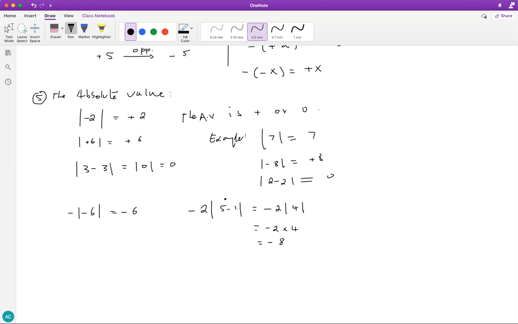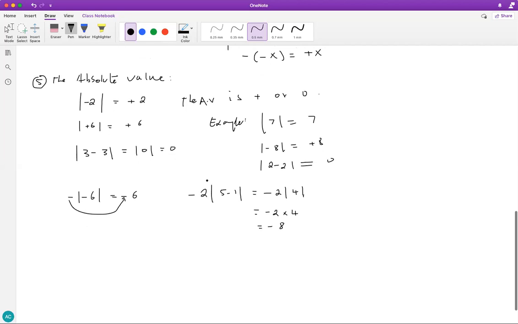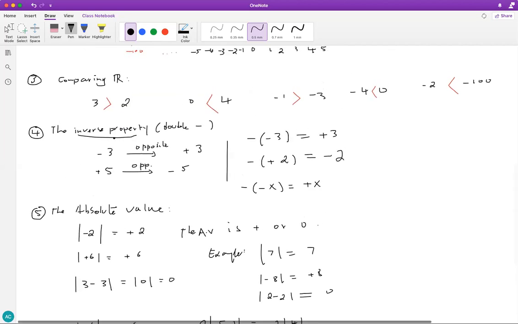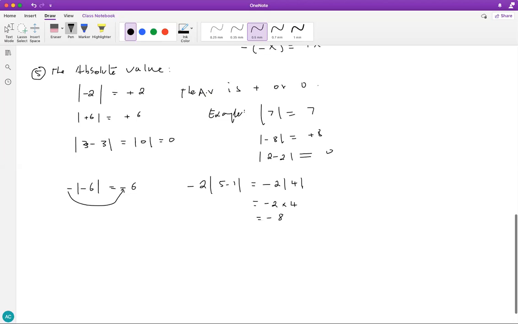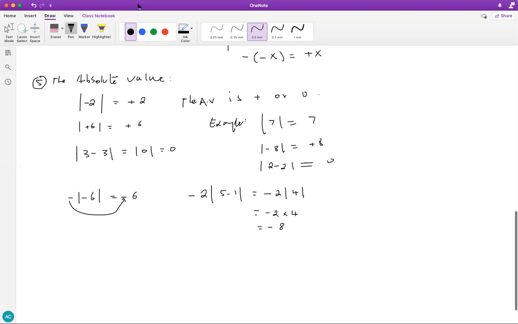The absolute value only affects what's inside. It makes what's inside positive, not the outside. The outside stays the same. The outside here stays the same. Okay, so that's the notion of the absolute value of real numbers. It just turns the number basically positive.